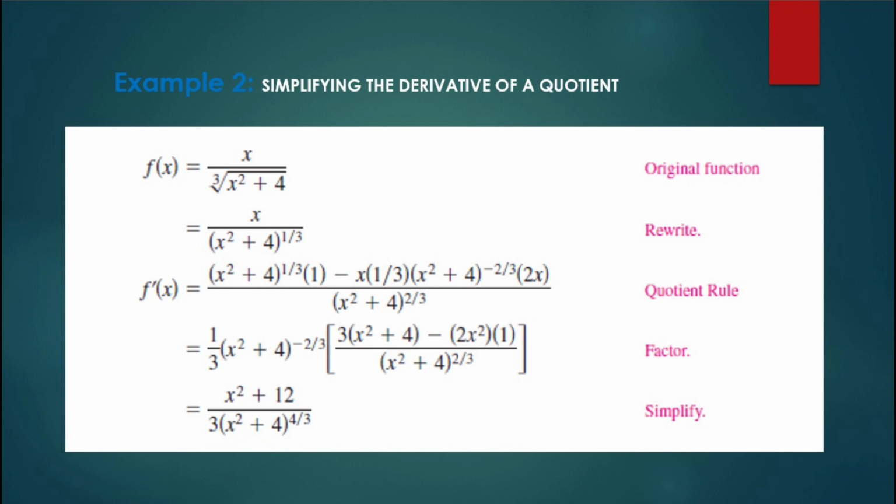So by factoring, we get 1/3 times the quantity x squared plus 4 raised to negative 2/3 times the quantity 3 times the quantity x squared plus 4, minus 2x squared, times 1 divided by the quantity x squared plus 4 raised to the power of 2/3. So by simplifying, we get x squared plus 12 divided by 3 times the quantity x squared plus 4 raised to the power of 4/3.